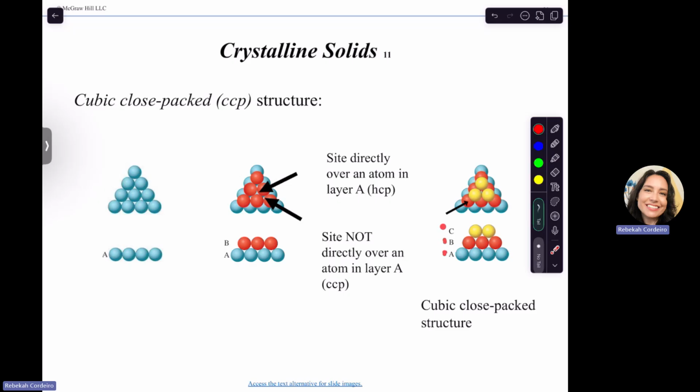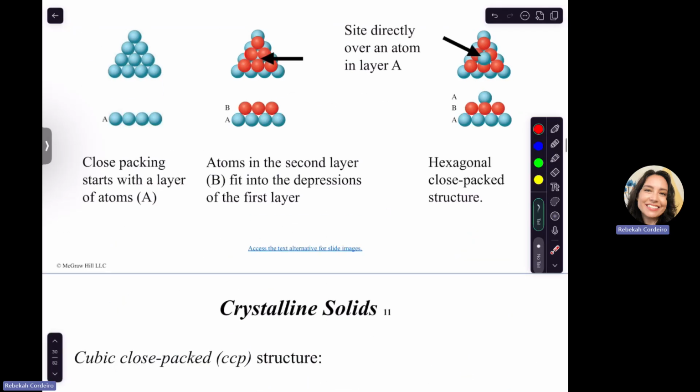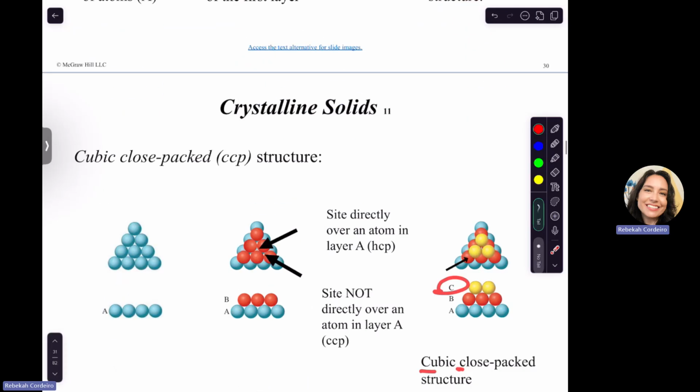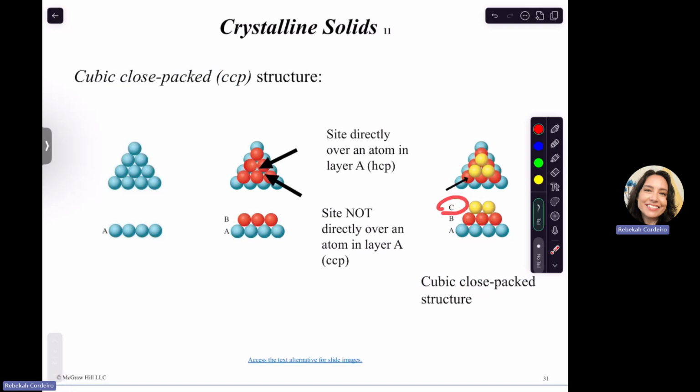So if it's ABC repeating, it's cubic close packed. I think C makes cubic close packed. If it's AB, it's hexagonal close packed. If it's got a C in it, it's cubic close packed because there's C's in cubic.